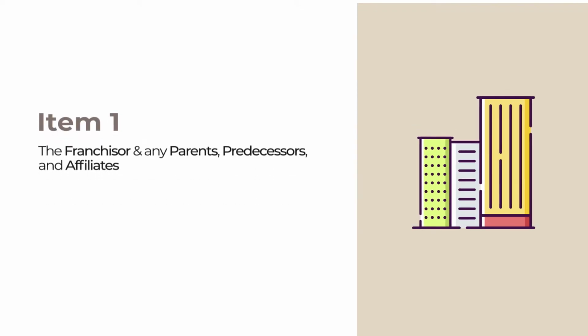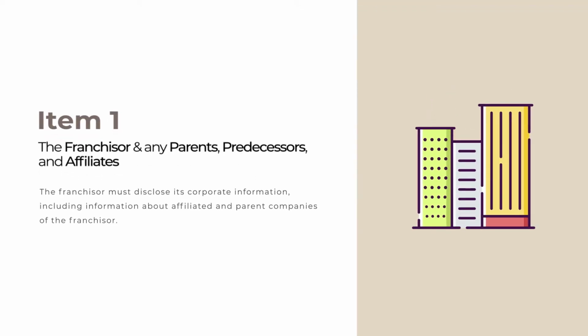Item 1 is going to contain the franchisor, any parents, predecessors, and affiliates. This will be a few paragraphs regarding the business, maybe the date of incorporation, and if it's controlled by other entities. It's also going to outline the principal place of business, formal operating name, and other details.